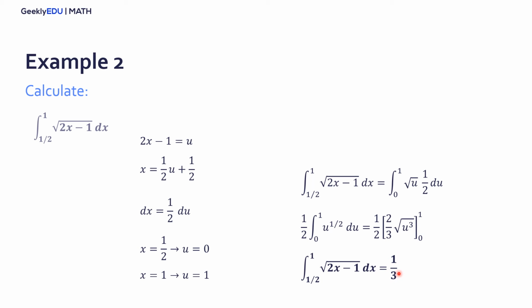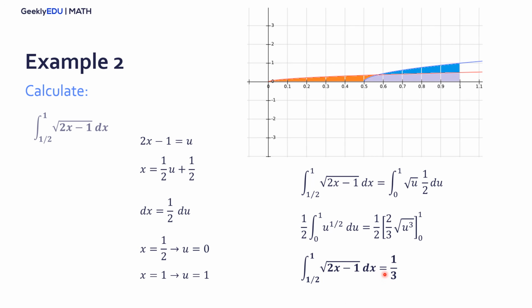We go back now to our original integral, right? And it will also be 1/3. Graphically, it would look like this, okay? In orange here, we have our integral of 1/2 the square root of u, and in blue, we have the integral of the square root of 2x minus 1. Note that the equations are different. Graphically, they're also different, but the area below this red line from 0 to 1 is exactly the same area under this blue line from 1/2 to 1.